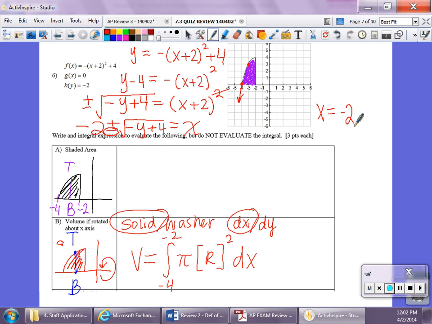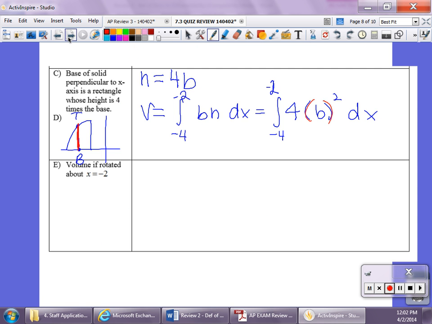Some people decide to write -2, and yes, it should be minus 4 minus y. I think in my key I left it that way. That makes it a little bit harder for letter E, rotating about the line x equal to -2, which is right here. Washer or solid? Solid. Dx or dy? From the shape, go towards the axis of rotation. Dx or dy? Dy. Let's see.